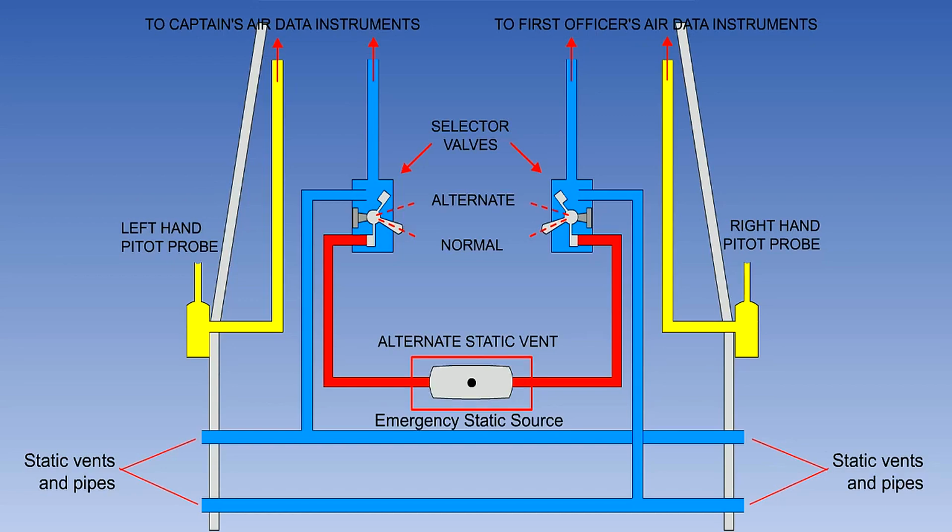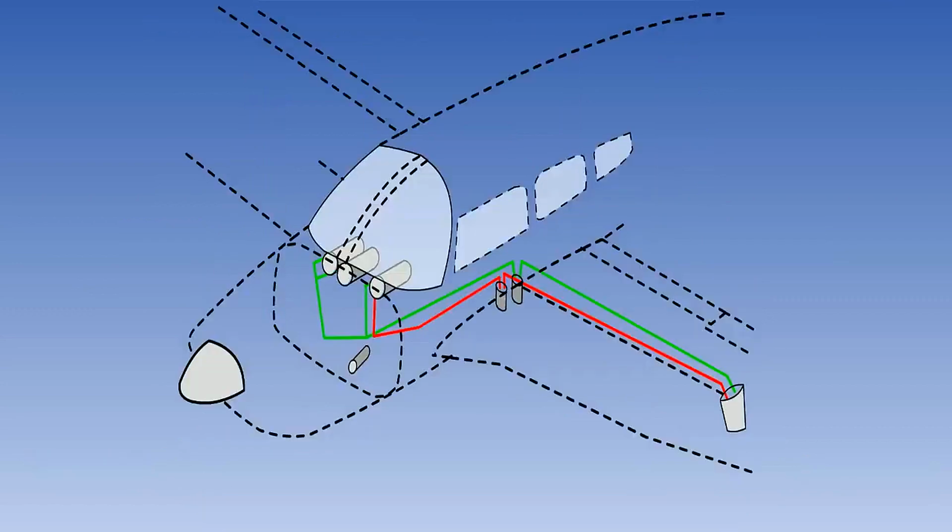Note that the two static systems are also capable of being cross-fed and supplied by an alternate static source. The alternate static source may also be referred to as an emergency static source for use in the event that the primary source becomes blocked. It is unlikely that the alternate static source will be fitted in the optimum location on the aircraft, and so it will provide a less accurate reading.